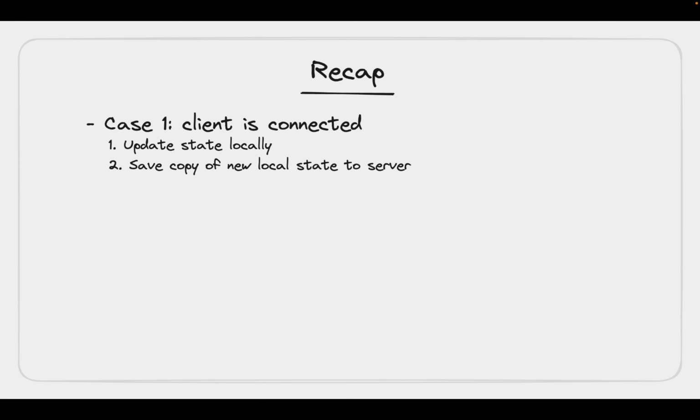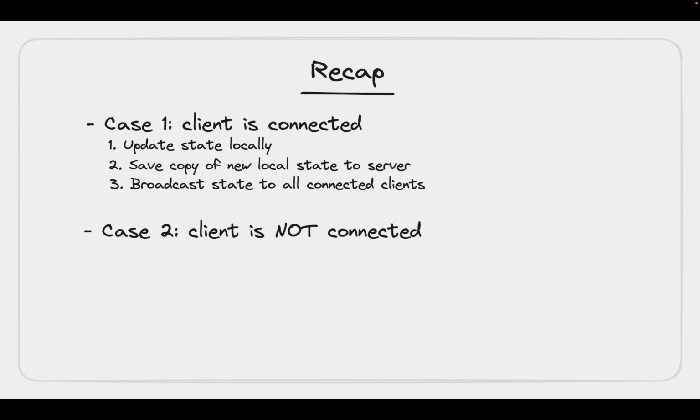So to recap, there are two cases we need to handle in order to keep our client states in sync. The first case is when the client is already connected. In this case, the first thing we do is update the state locally. Then we save a copy of that new local state up to the server. And then lastly, we broadcast that state out to all the connected clients.